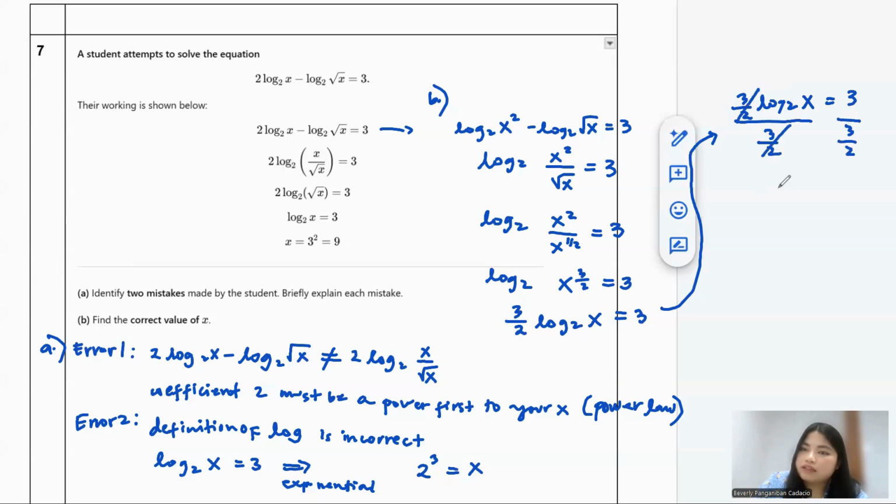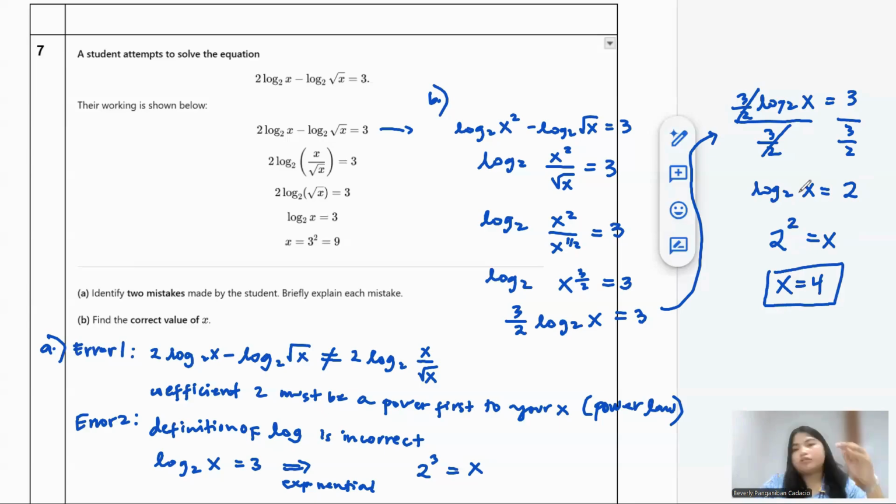And then log 2 x is equal to what is 3 divided by 3 over 2? You can just simply put it in your calculator, which is equal to 2. And then I want you to put it in exponential form. Base is 2. Please don't be confused: the base will be the one beside the log, and this one will be your exponent, is equal to x. And 2 raised to 2 will just be equal to 4. And therefore, that's the answer.